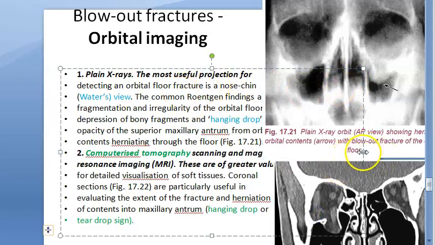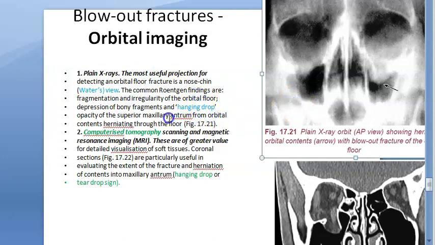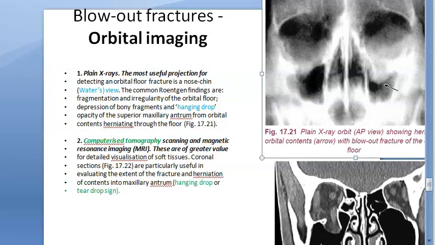Now in X-ray, they are saying you will order Waters view, and there you will see this hanging drop sign. What sign? Hanging drop sign. And in CT you will see teardrop sign. So guys, this is Waters view, and in this you can see a hanging drop sign. Opacity of the superior maxillary antrum from orbital contents herniating through the floor. So the orbital contents have herniated through the floor.